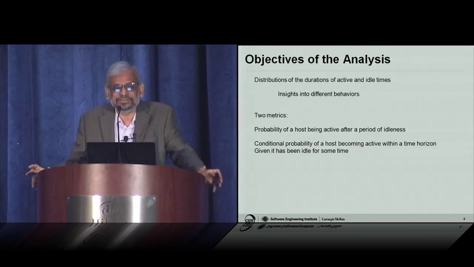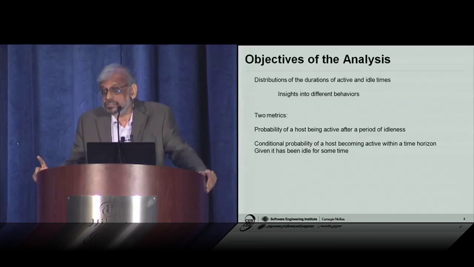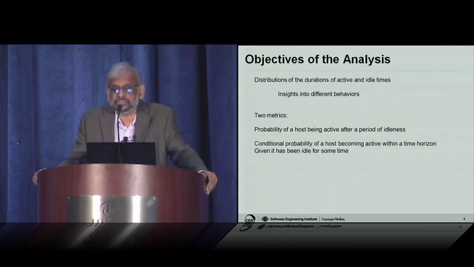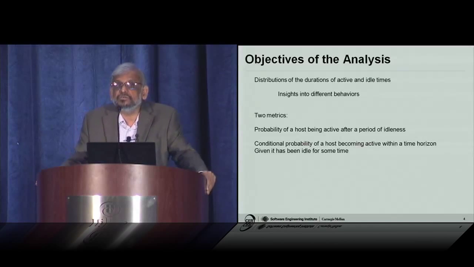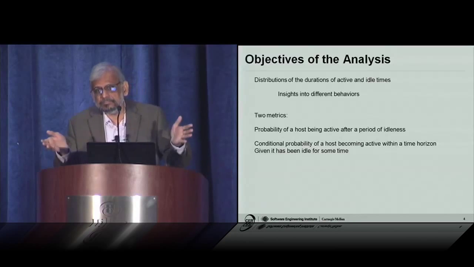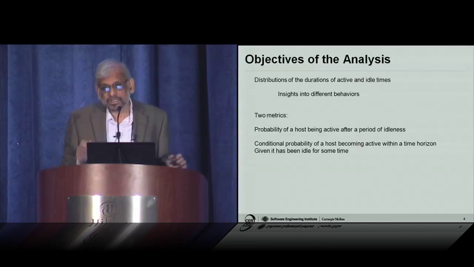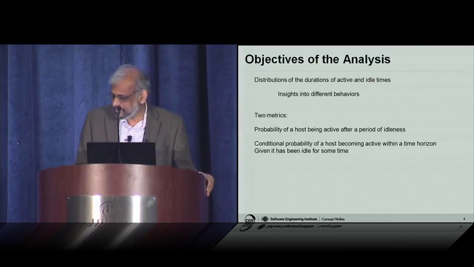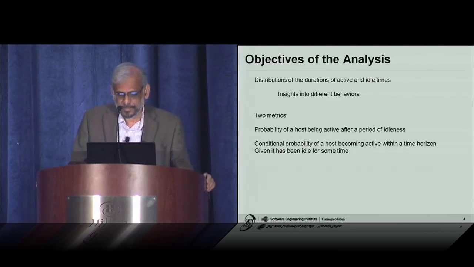As I've mentioned already, the objective is to look at the durations and the distribution of the durations of these active and idle times. They can give insights into different behaviors, and we'll look at that when we look at some of the data. Also, we can derive two metrics from them. One would be the probability of a host being active after a certain period of idleness. We can make some judgment according to that if we know the distribution. In reliability, it's called the survivability function.